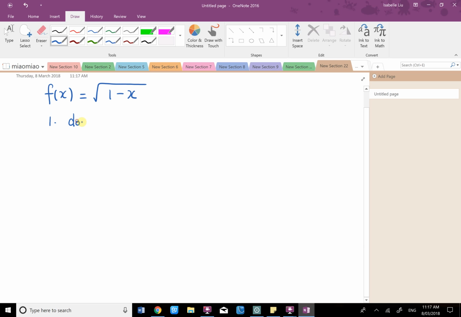Find the domain of f. So number 1, domain of f. What's the domain of f? Everyone think about it. Left hand side is negative infinity and right hand side is 1 inclusive. If you can't see it, we need to solve 1 minus x greater or equal to 0, and then 1 greater or equal to x. So x needs to be smaller or equal to 1. So it's negative infinity to 1. You should be able to find the domain for the square root.